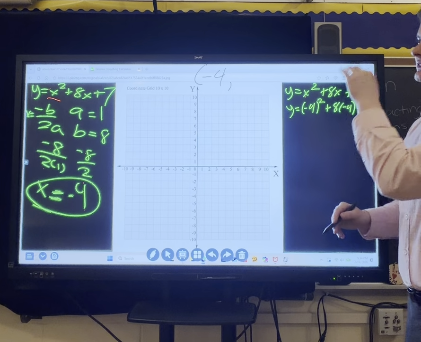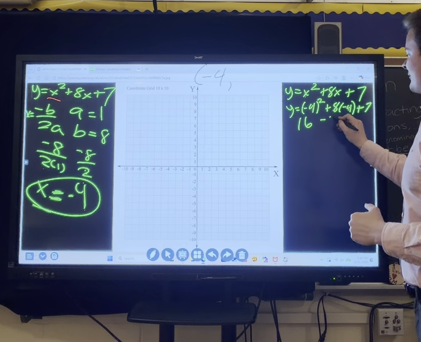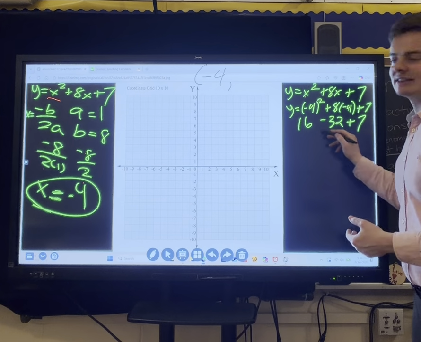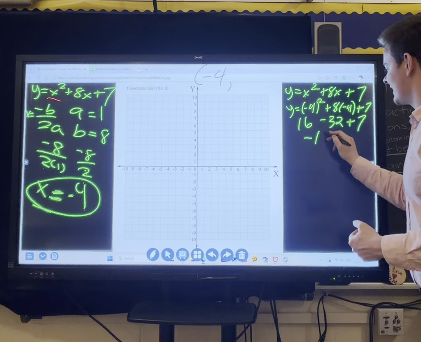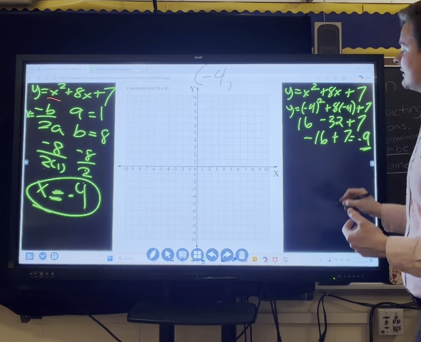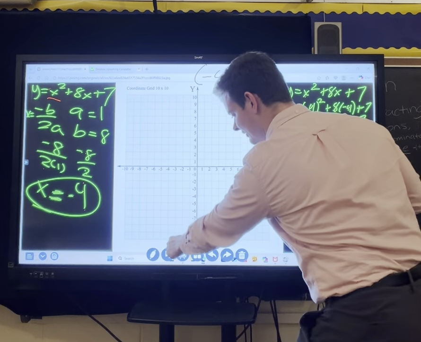Negative 4 squared, that's negative 4 times negative 4. That becomes 16. 8 times negative 4, that's negative 32. Plus 7 stays plus 7. 16 minus 32, that's negative 16. Plus 7, that is negative 9. Which means my vertex coordinate is negative 4, negative 9.